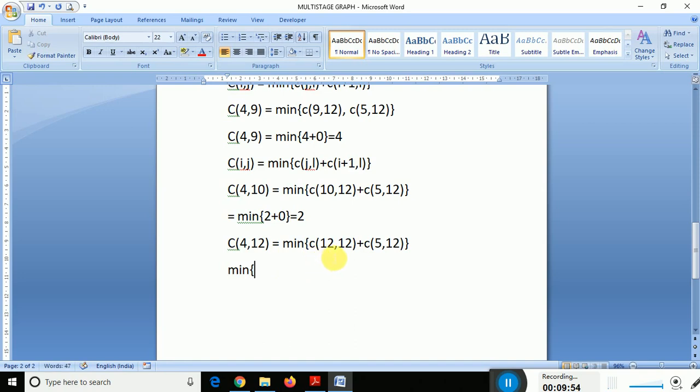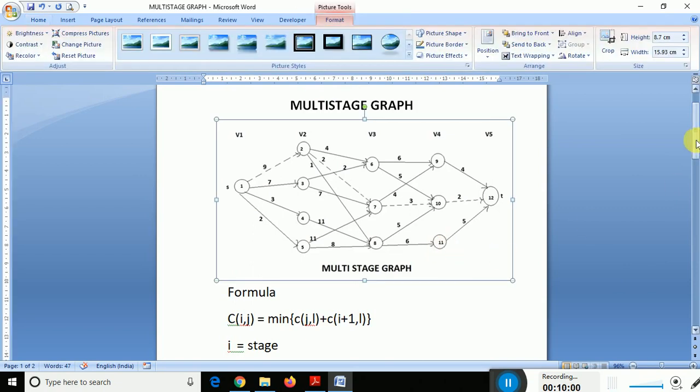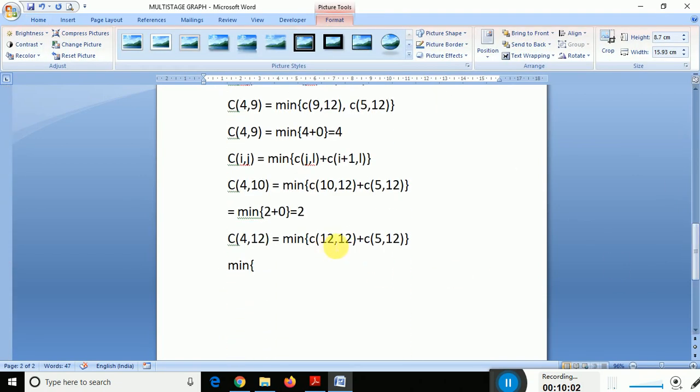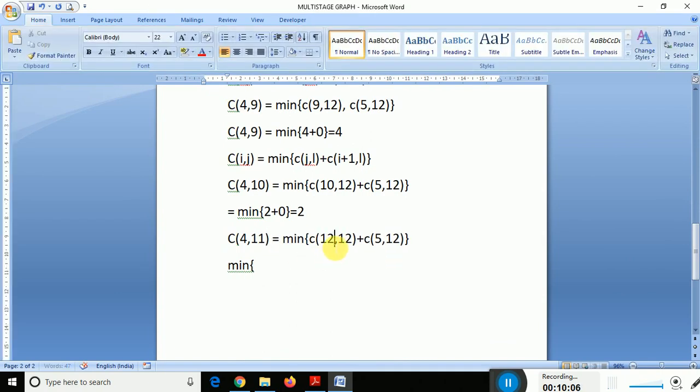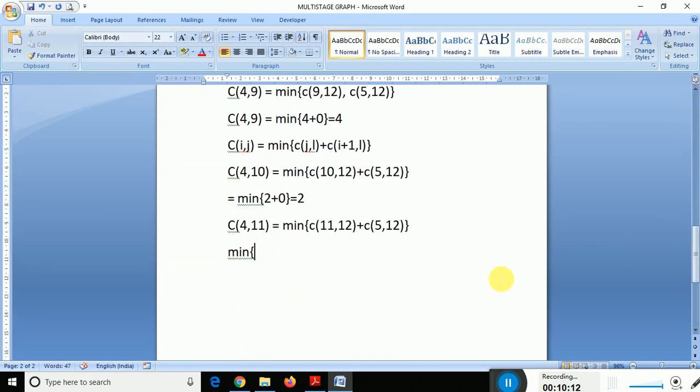okay, cost of 12 comma 12 here. Sorry, this is 11, I think. Yes, it is 11, it's not 12. So 11 to 12, what is the cost of 11 to 12? It is 5 plus 5 comma 12, that is only the previous one, 0. So what is the last answer? 5 plus 0 is 5.